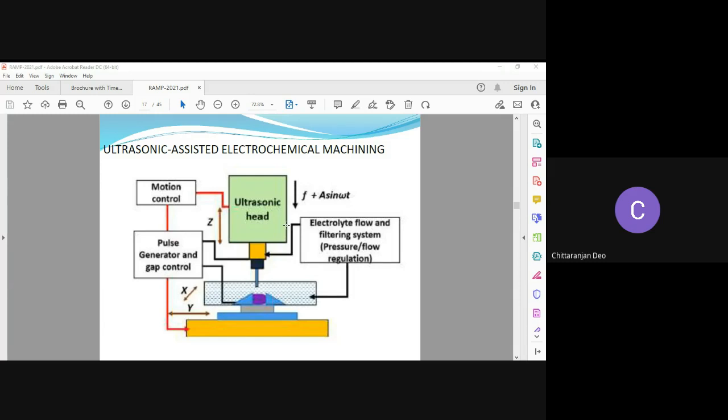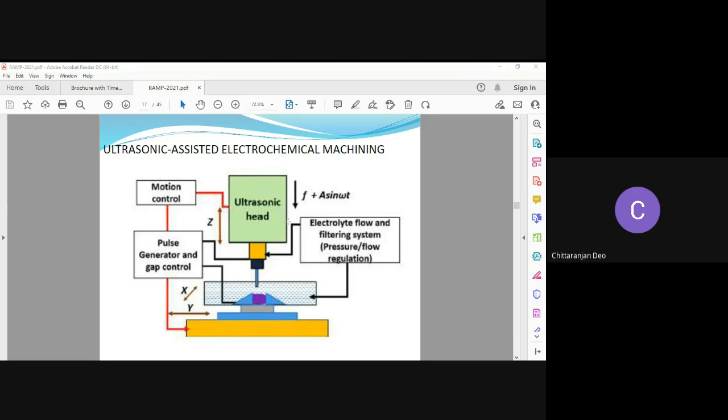It is a schematic diagram of an ultrasonic assisted ECM drilling setup where the tool electrode is subjected to ultrasonic vibration. This setup mainly consists of a direct current pulse power supply, motion control system, electrolyte circulation system, and ultrasonic head, which consists of a transducer coupled with the ultrasonic generator, and horns for transmitting the ultrasonic energy to the tool.